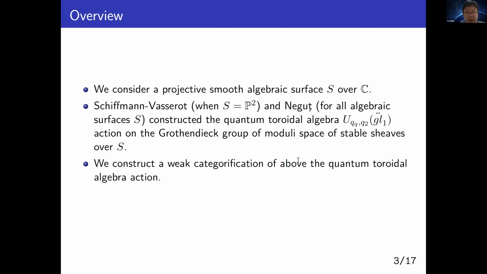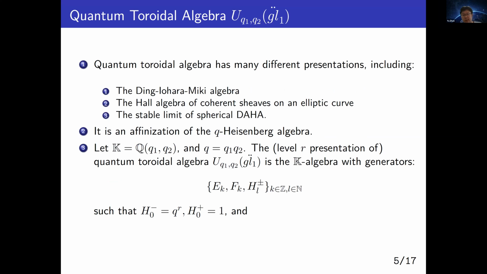So first, let's introduce what the quantum toroidal algebra is and why we should care about this action. Quantum toroidal algebra has many different presentations. We will also call this the Ding-Iohara-Miki algebra. It is also the Hall algebra of coherent sheaves on an elliptic curve, and it is also related to the double affine Hecke algebra. But I will introduce this in the most elegant way, and I will regard this as an affinization of the Q-Heisenberg algebra.